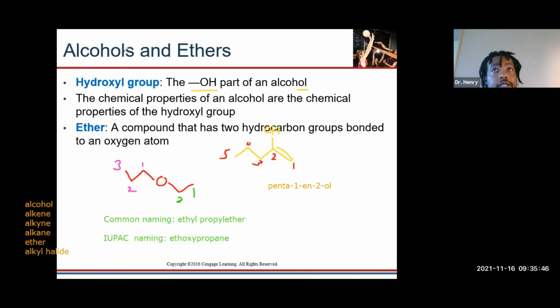The other thing is that I want you to be able to identify the different groups it belongs to. So you need to identify the alcohols. Does this belong to the alcohols? Does this belong to the ethers? And then also pay attention to the priority.